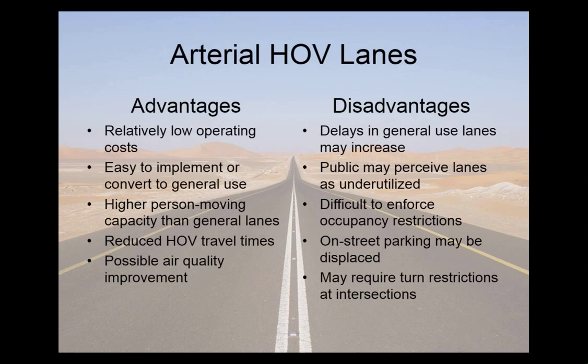Oftentimes, the on-street parking in arterial areas may need to be removed in order to make way for the HOV lane. And also, adding HOV lanes may require that there be turn restrictions at intersections, since oftentimes HOV lanes are added to the right lane, and right-turning vehicles would also have to use the right lane, so hence the need for turn restrictions.